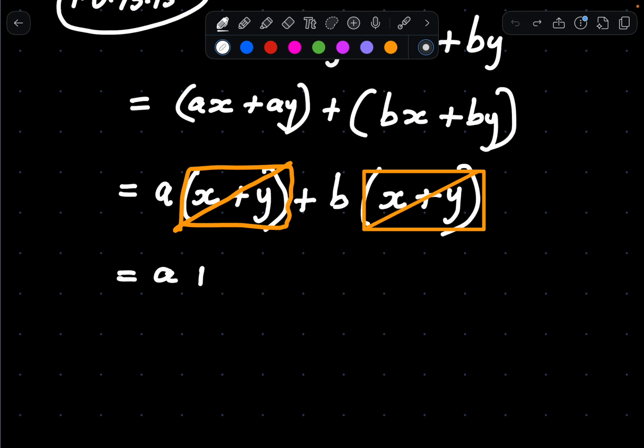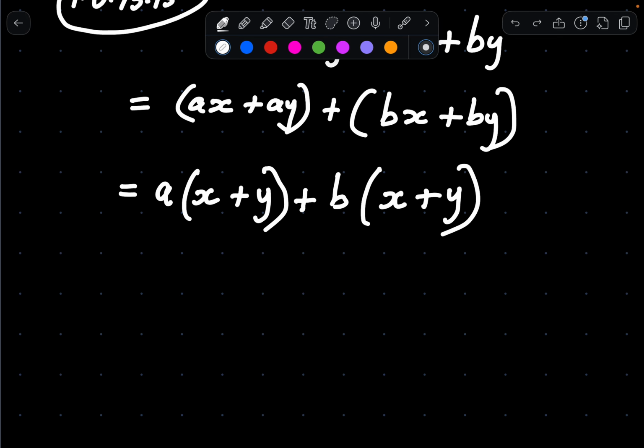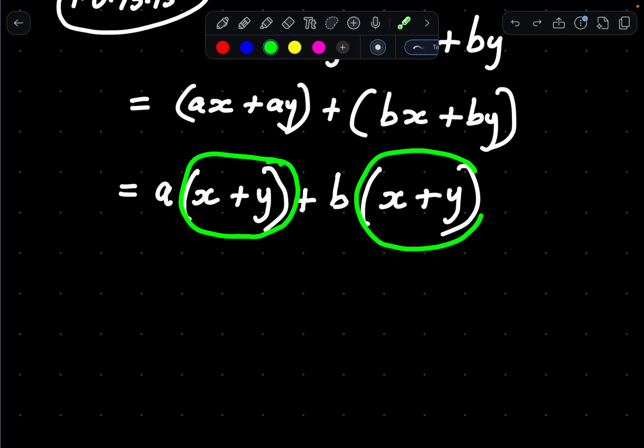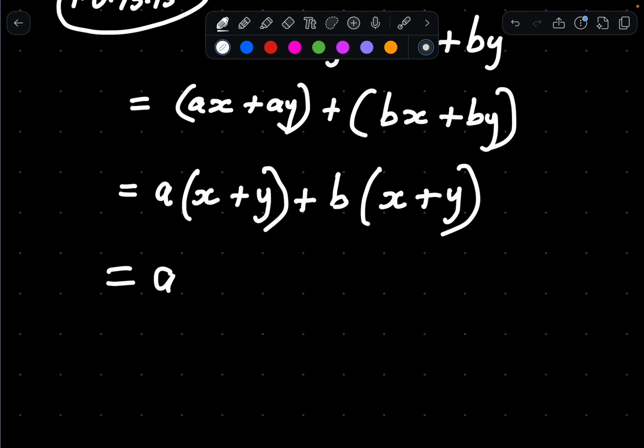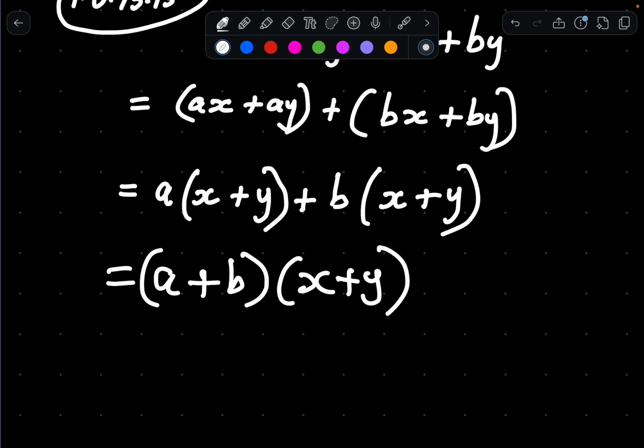And then this is indeed fully factorized. But you don't need to show this part where you cancel. You can just highlight it like this to just know that you're going to take that part out as the first factor. The second factor will be a plus b. So you're going to have a plus b and x plus y. Your factorization must be neat and clean. No cancellations are necessary.